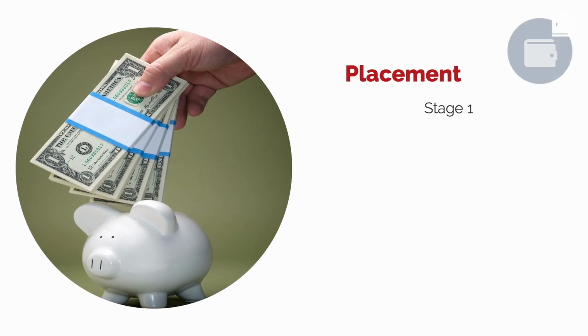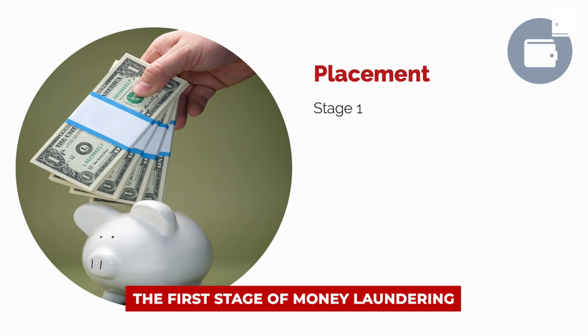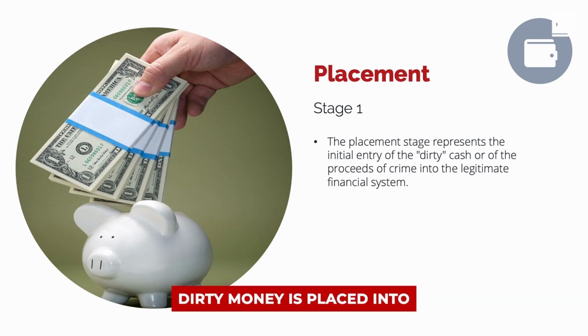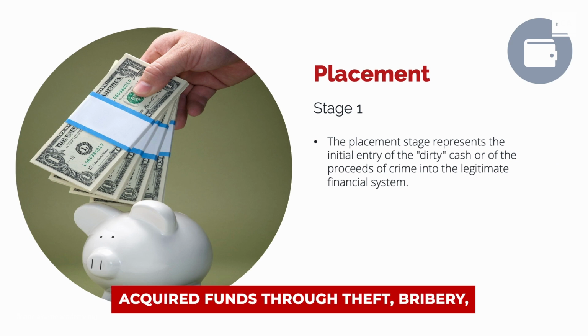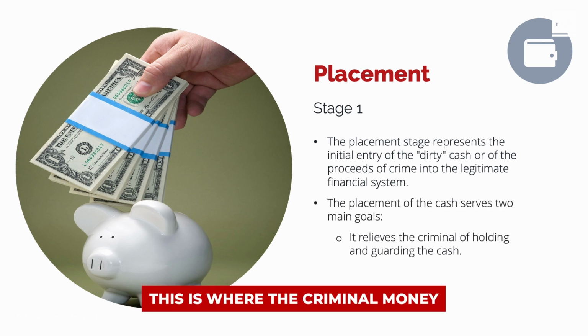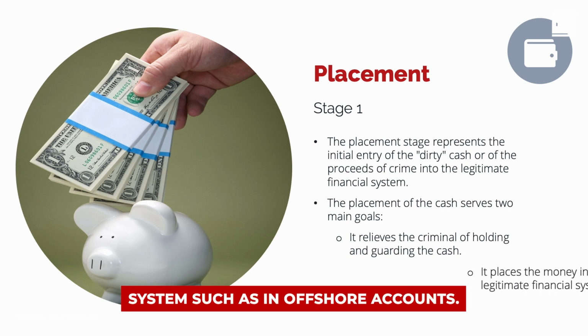Stage 1. Placement. The first stage of money laundering is known as placement, whereby dirty money is placed into the legal financial systems. After getting a hold of illegally acquired funds through theft, bribery, and corruption, financial criminals move the cash from its source. This is where the criminal money is washed and disguised by being placed into a legitimate financial system, such as in offshore accounts.